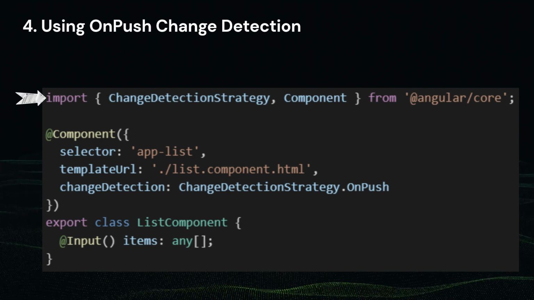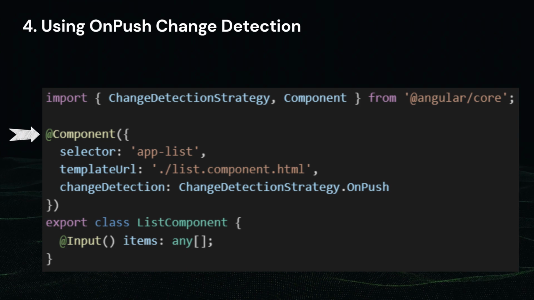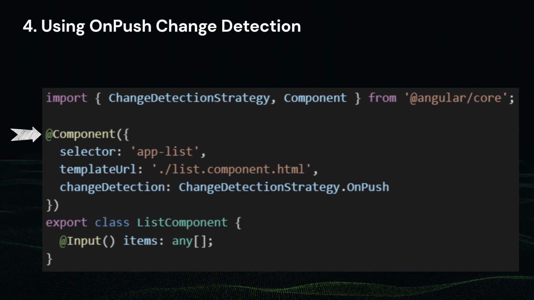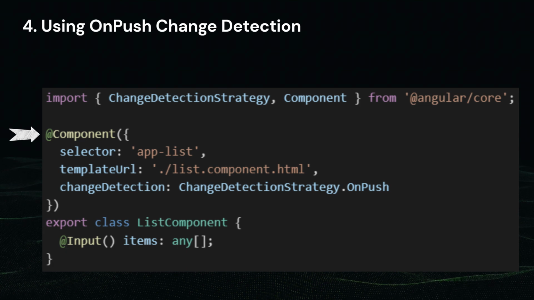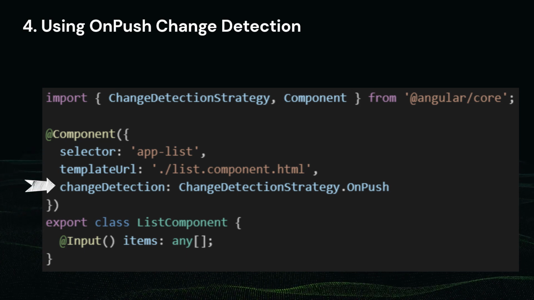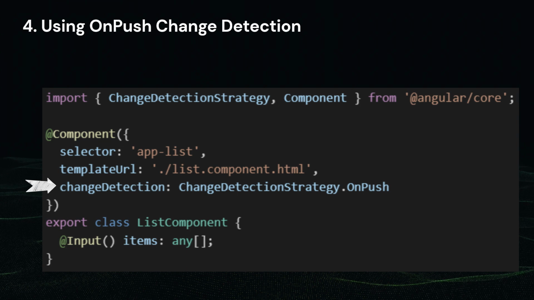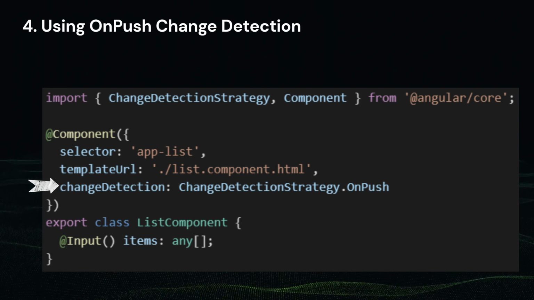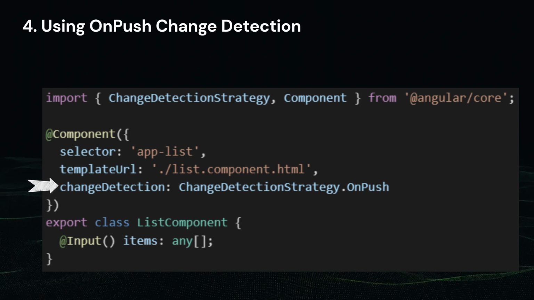Then defining the component. The selector is set to app-list, meaning this component can be used as app-list in other components. The templateUrl points to the HTML template where the list is displayed. The crucial part is changeDetection: ChangeDetectionStrategy.OnPush, which tells Angular to skip automatic change detection unless an @Input property reference changes or an event is triggered inside the component. Then defining the component class.